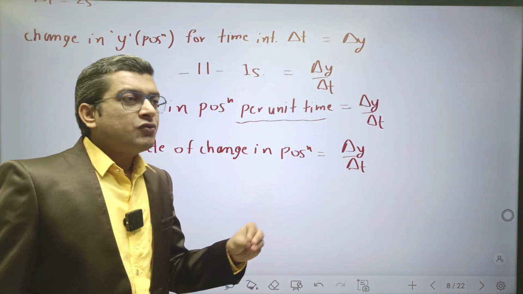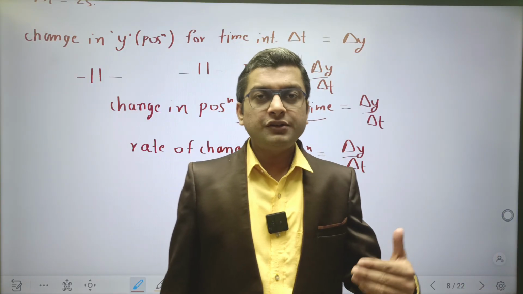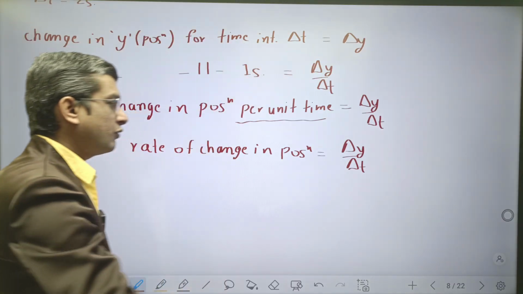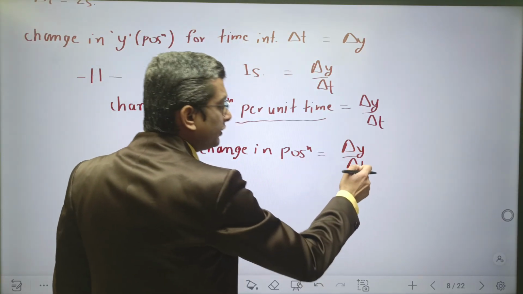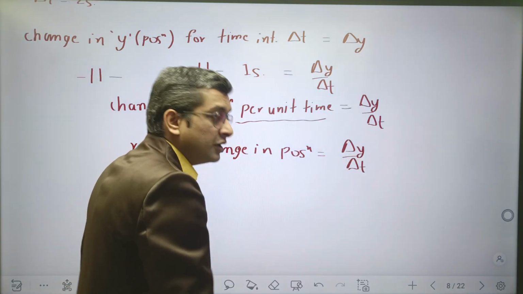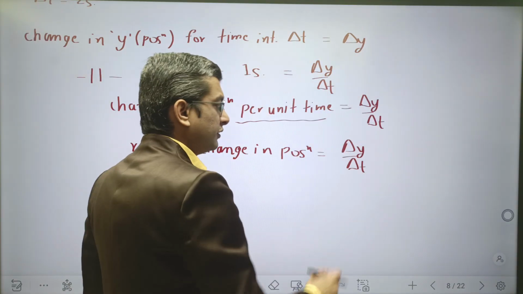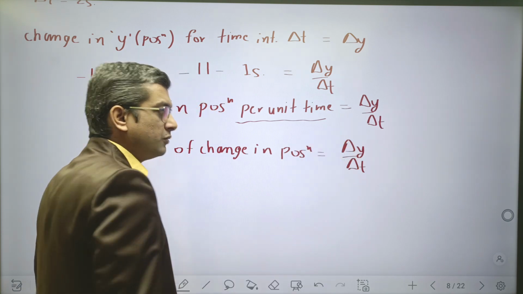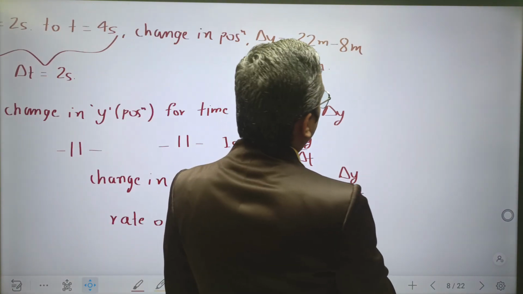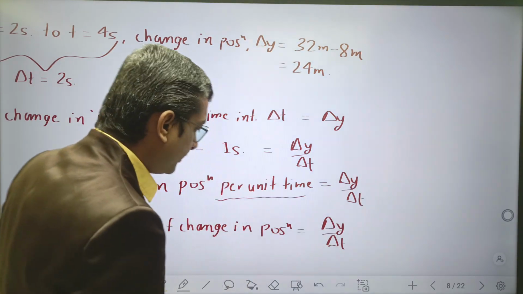So whenever any quantity is representing delta y by delta x or delta y by delta t, what is it indicating? It is indicating the rate of change with respect to another quantity. So here y is the dependent quantity, t is the independent quantity, and delta y by delta t is representing the change in y with respect to change in t, or you can say the rate of change of y with respect to t. Now since here we are having two different points, 32 meter, that is y2, minus 8 meter, that is y1.